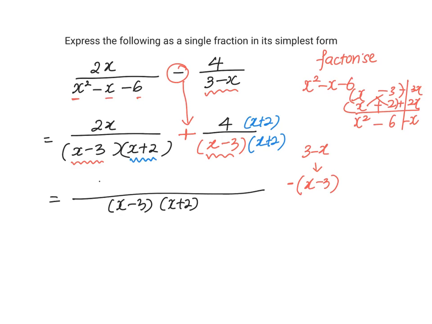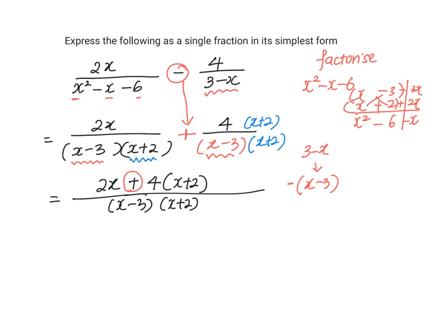Okay, and work out on numerator, 2x. Watch out for the trap. Oh, but in this case it's positive, so no need to worry. 4 times x plus 2. Do not cancel anything. There's a plus sign here, so you cannot cancel away x plus 2 at all.